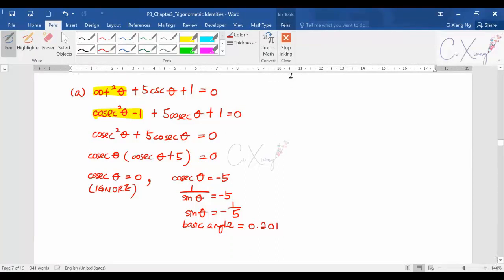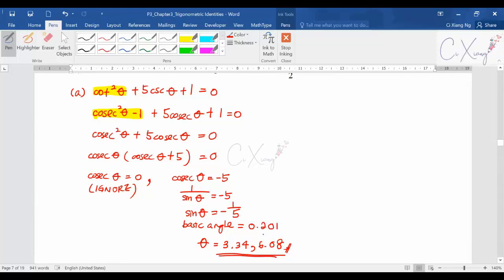And then when I go through the 4 quadrants, because they want sine negative, sine negative should be in the 3rd and 4th quadrant. So if you go through the 3rd and 4th quadrant, you should get 3.34 and also 6.08. If you don't understand how I get these 2 answers, please refer back to the AS level lessons that we learned before and take this chance to revise your AS level trigo also.